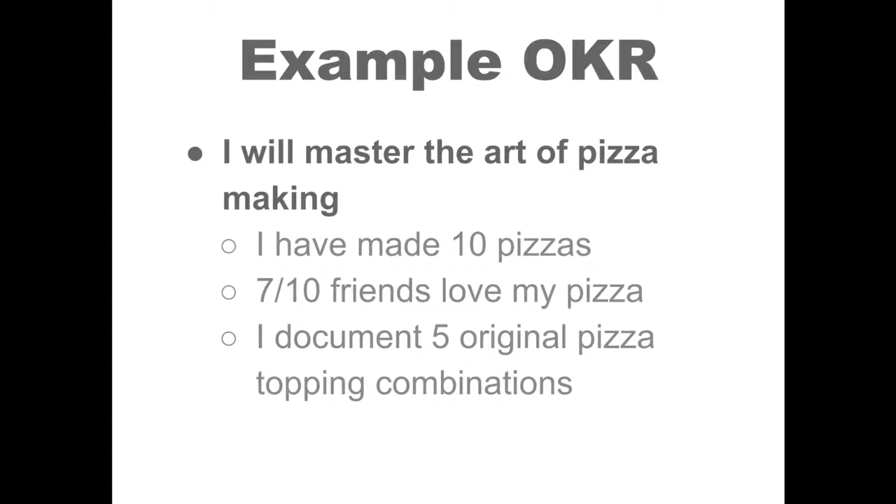So here's a really simple and kind of funny example, but I just wanted to show what one looks like. So "I will master the art of pizza making" is an objective. It's something that's pretty aspirational. It's something that I want to have happen. And then these three key results are items that can help lead to that objective.